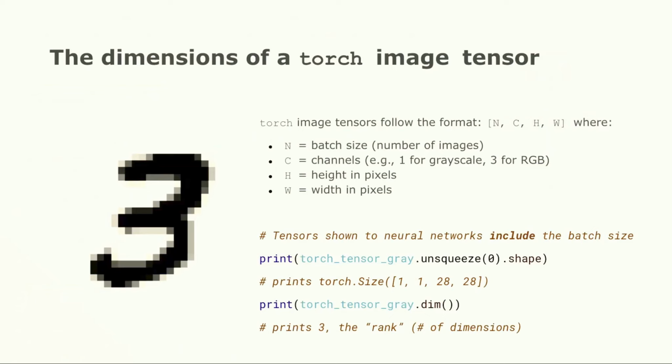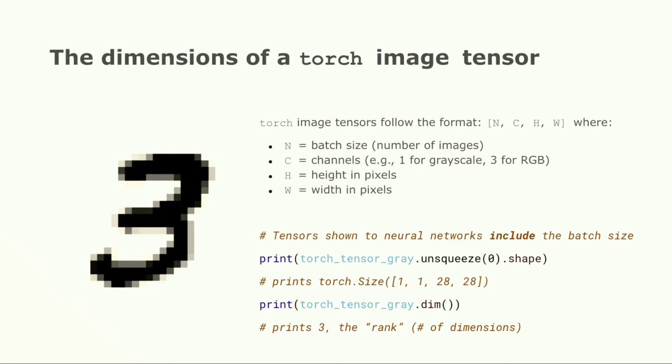So in PyTorch, we have image tensors that follow the format NCHW, where N is the batch size, the number of images, C is the number of channels, which is 1 for grayscale, 3 for RGB, H is the height in pixels, and W is the width in pixels. A quick note that is relevant is that the number of dimensions that we have stacked is usually called the rank of a tensor. You will see this terminology in the documentation of PyTorch very often.